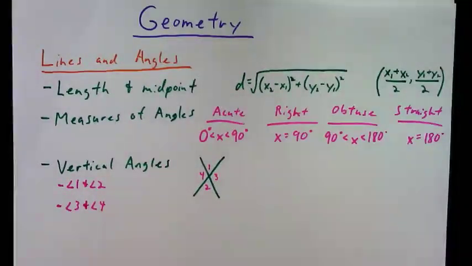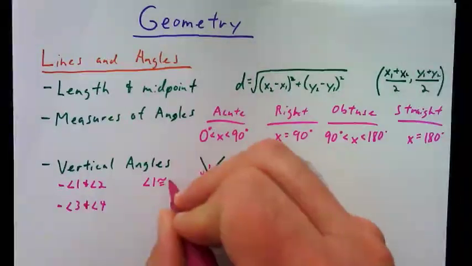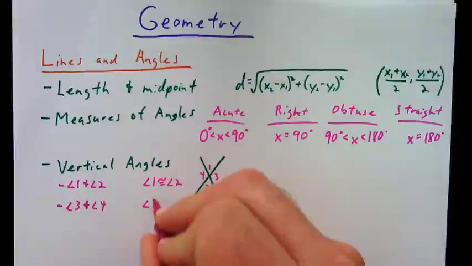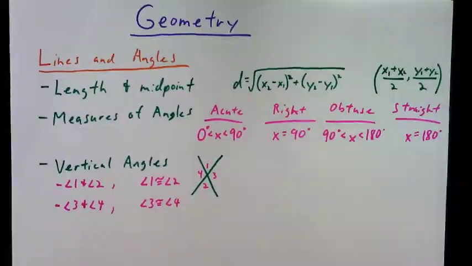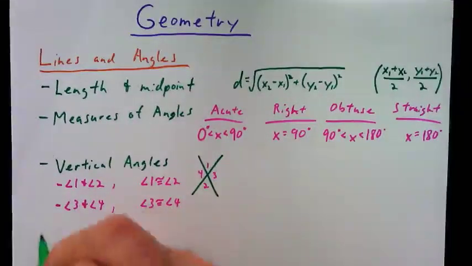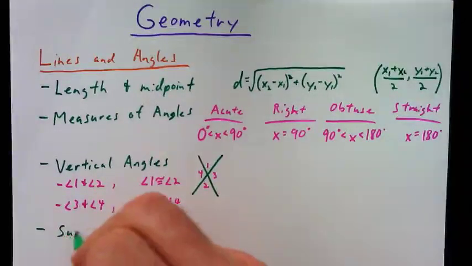Now, there is something else you should know about vertical angles. What's true about the measures for vertical angles? The measures are equal, or you could say the angles are congruent. So you could say that angle 1 is congruent to angle 2, and angle 3 is congruent to angle 4. Which again, when you say something's congruent, you're saying it's the same, so they have the same measure. All right? So their values will be equal. The next idea, supplementary and complementary.